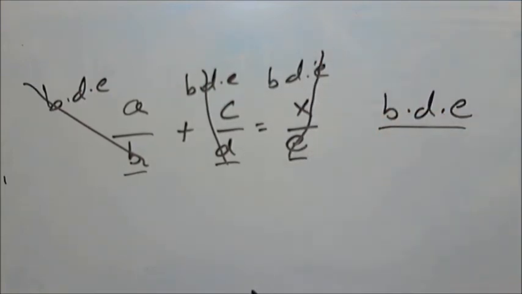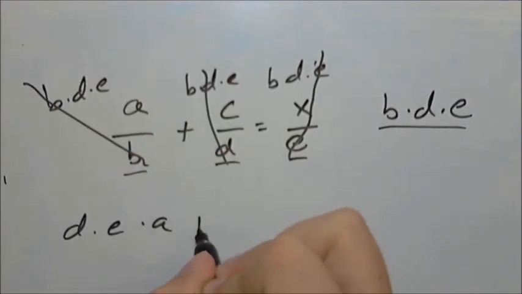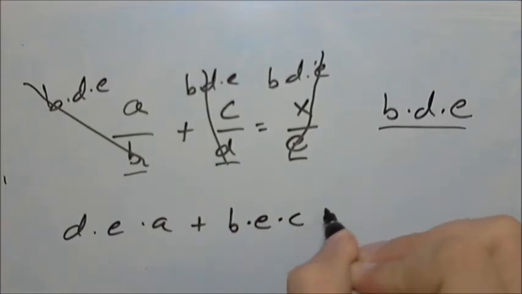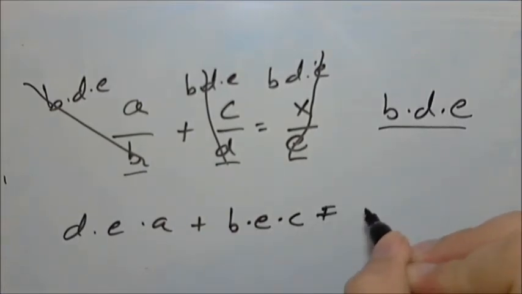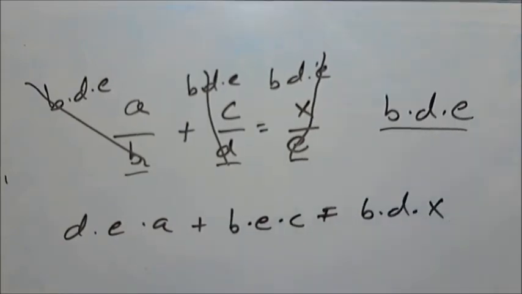Notice that when you put it into letter form, it becomes very obvious what you're doing with the numbers, which also demonstrates why it works. Okay, so now we've got D times E times A plus B times E times C equals B times D times x. So we did the exact same thing we did with the numbers, except we did it with the letters, which explains why it works with the numbers.